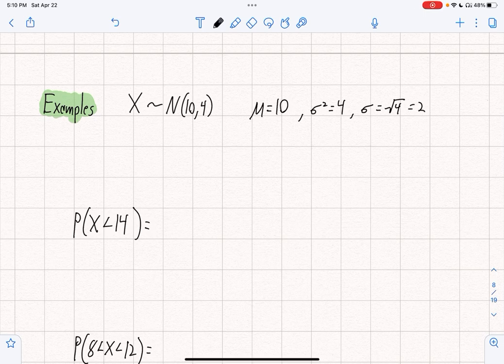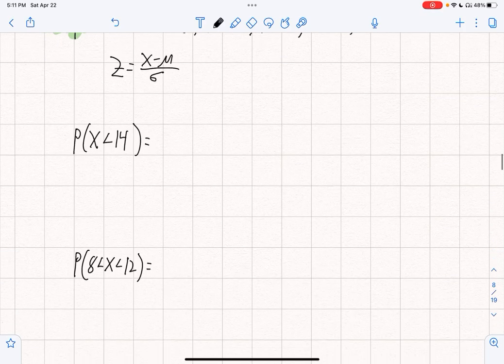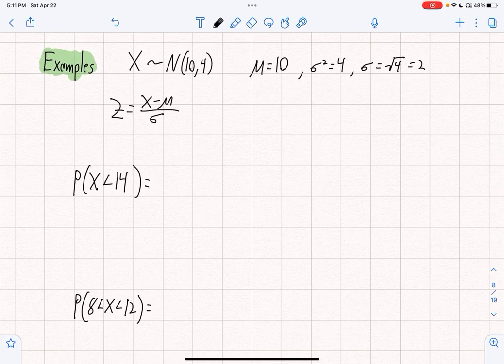Okay, so our tables only gave us probabilities with z values. So if we recall, our transformation to z is x minus mu over sigma. So using this formula, we can now calculate probabilities with x. So let's do an example. We have the probability that x is less than 14. So let's go ahead and use this formula right here to calculate this.